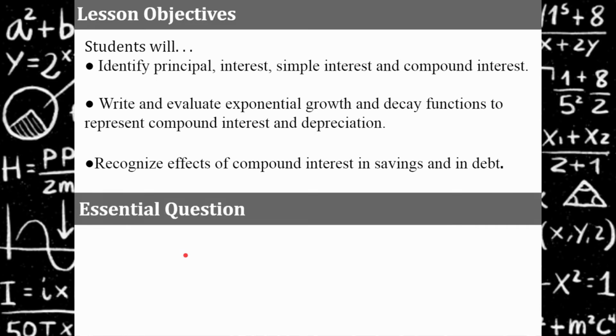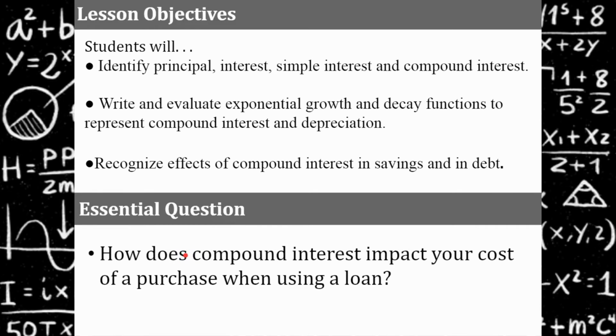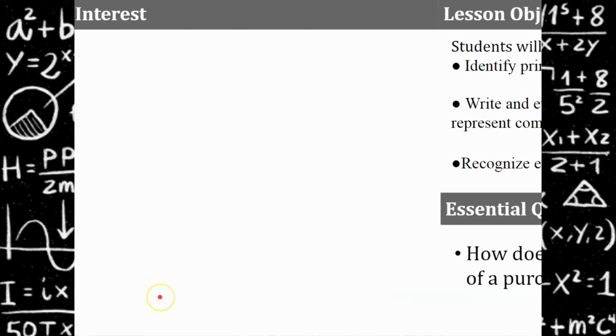So here is what I want you thinking about today. How does compound interest impact your cost when you purchase something using a loan? So that's what I want you to think about. What will the impact be on you in your real world when you are out on your own and you are making purchases with a loan from a bank?